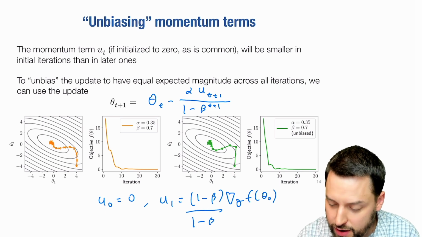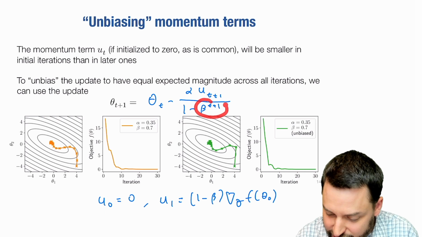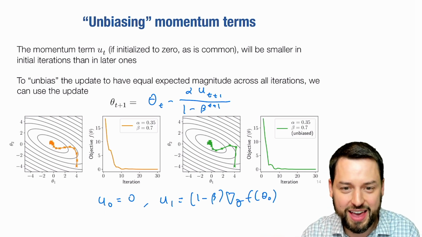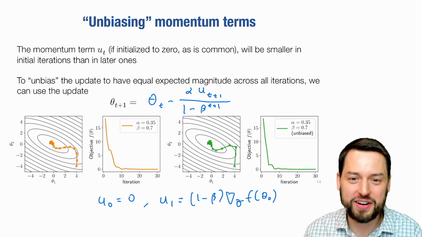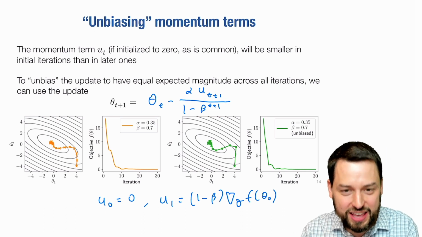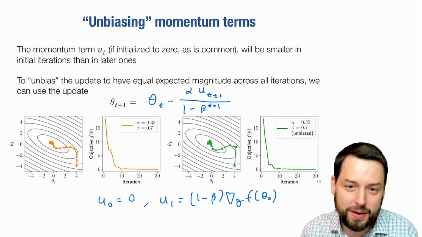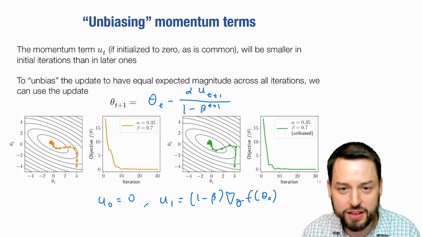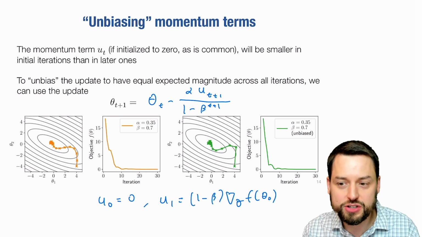And so we would actually have the first gradient. The thing I want to emphasize here is that this notation is not a subscript, it is a superscript, and it is an exponentiation. So I am taking beta to the power of t plus 1, and that is the correct term to scale our momentum by in order to cancel out the expected downsizing you have due to initial iterations.